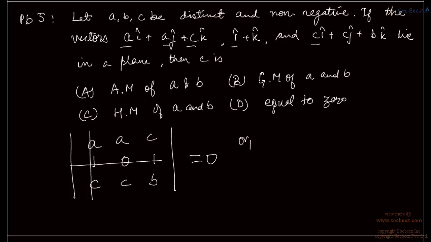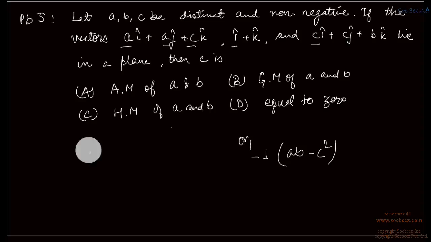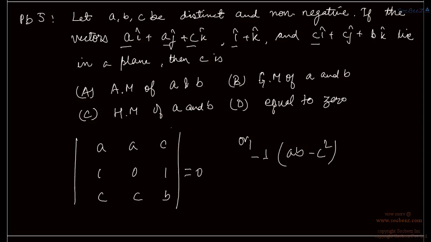if you try to expand this by taking this row and this column, 1, minus 1, AB minus C square, plus 0, then minus 1 again, C. It's not C. We have to make the determinant A, C, 1, 0, 1 and C, B equal to 0.